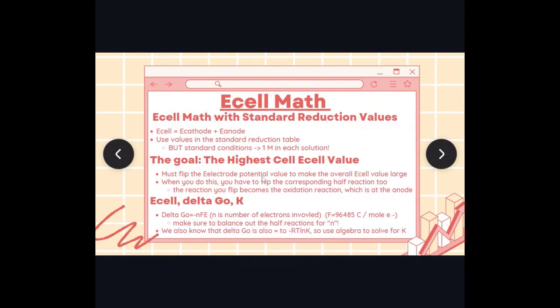You must flip the electrode potential value to make the overall E cell value as large as you can. When you do this, you have to flip the corresponding half reaction too. When you flip the reaction, instead of being written as a reduction reaction, it's going to be written as an oxidation reaction instead. The reaction you flip becomes the oxidation reaction, which is at the anode. The question is, the reason why we can't have a Pt electrode is because this electrode can't be made from chromium 3+. Yes, that is correct.